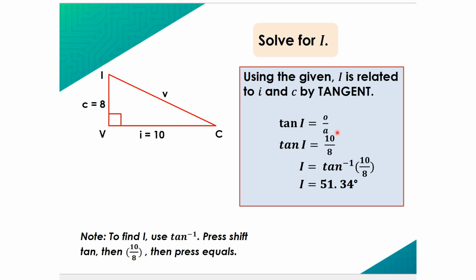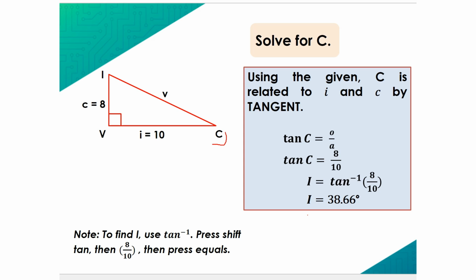and A with 8. To get the value of angle I, we are going to use scientific calculators. Press Shift tan in the calculator and you will see tangent raised to negative 1. Then press 10 over 8. That will give us 51.34 degrees.